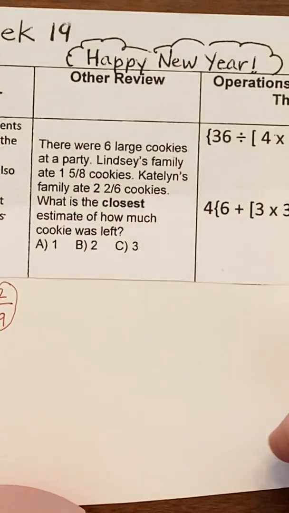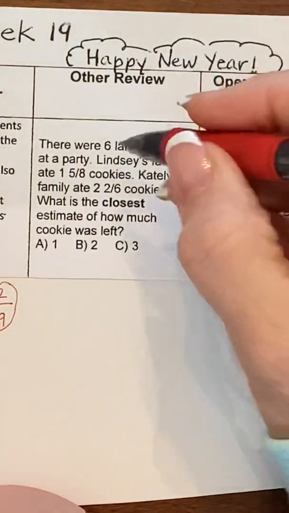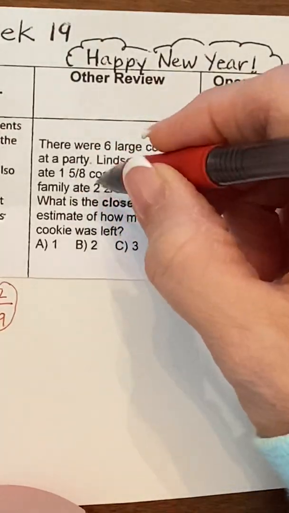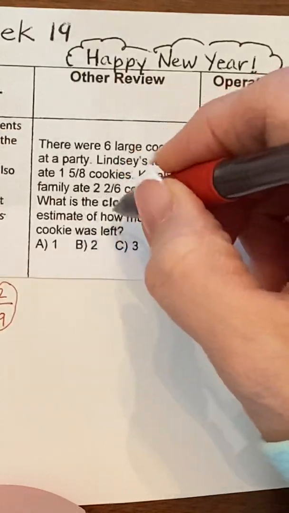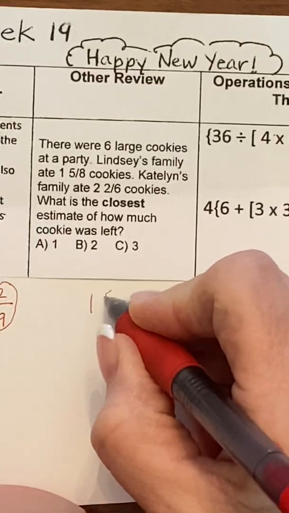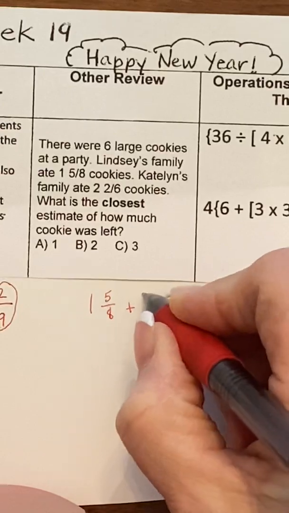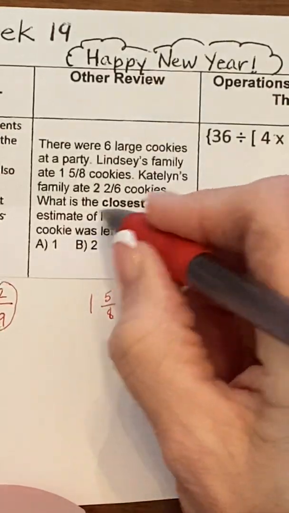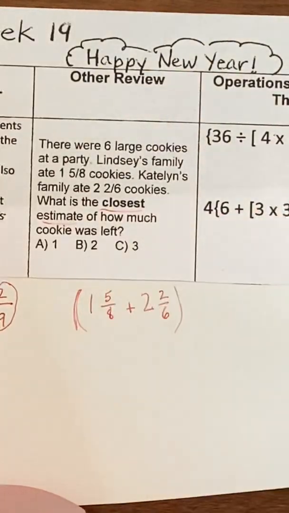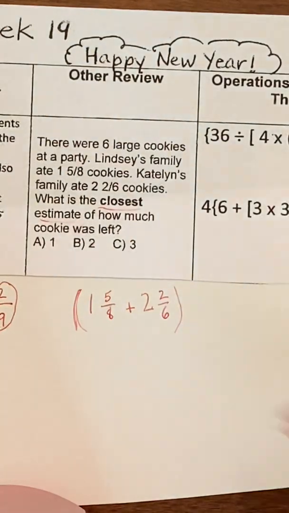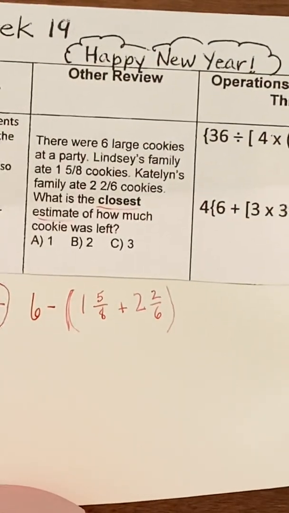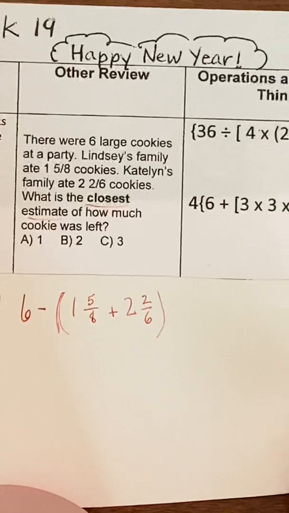There were 6 large cookies at the party. Lindsay's family ate 1 5/8 cookies. Caitlin's family ate 2 2/6 cookies. What is the closest estimate of how much cookie was left? So basically, you're going to be taking 1 5/8, and then another family ate 2 2/6. Now this is going to be an estimate. So that's what they've eaten, but we're going to have to round those. But what are we going to take that away from? The 6 large cookies. So if we get this in our mind before we start the plan, it just makes it so much easier.